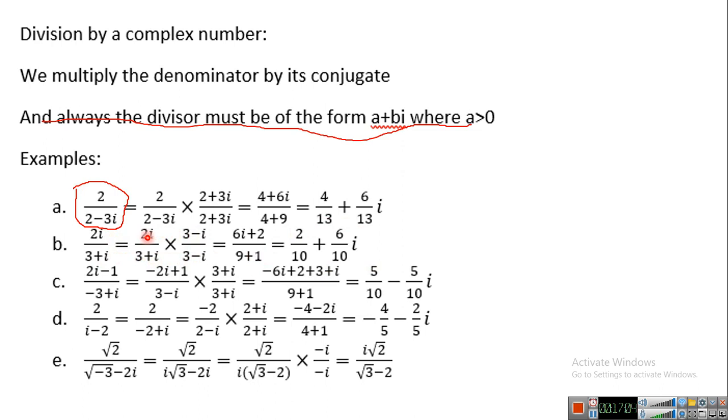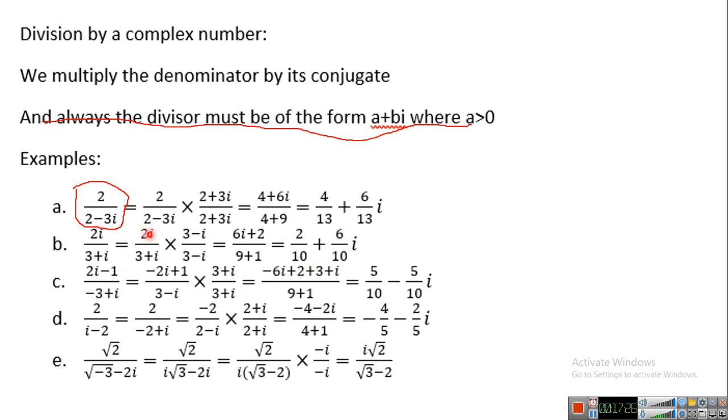So the answer will be 6i minus 2i squared. But minus 2i squared, directly you can write it as plus 2. A plus ib into a minus ib is a squared plus b squared, so it's 9 plus 1, which is 10. So you can split, so 2 over 10 and 6 over 10. So this is the real part, which is 1 over 5, and the imaginary part 3 over 5.